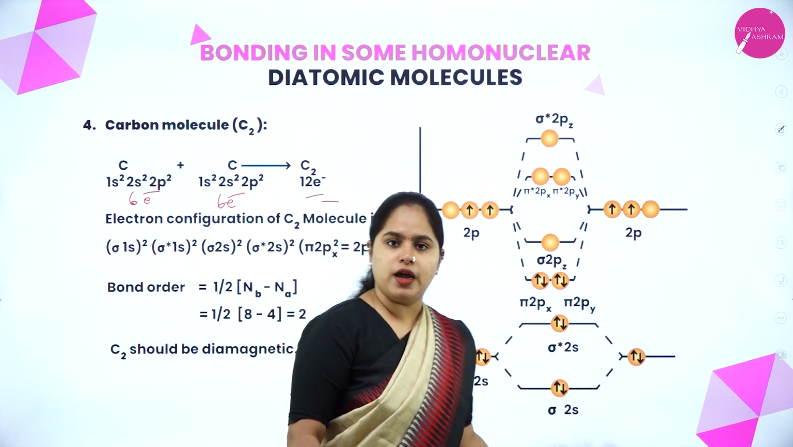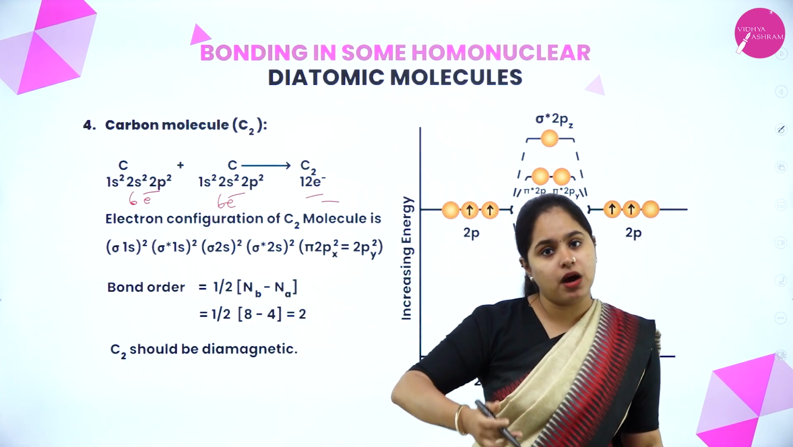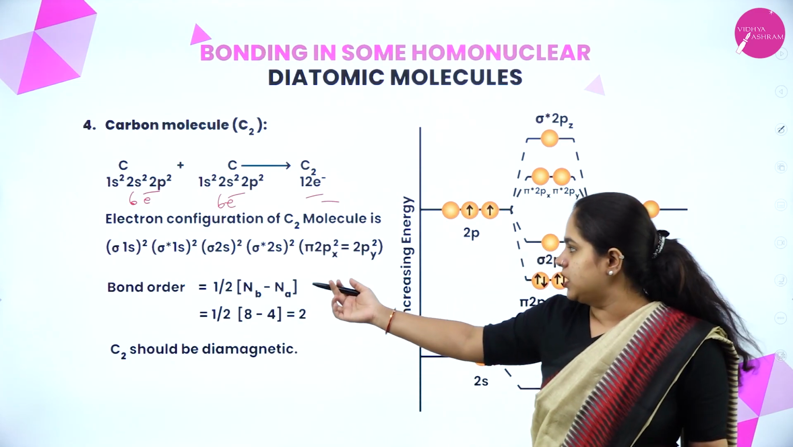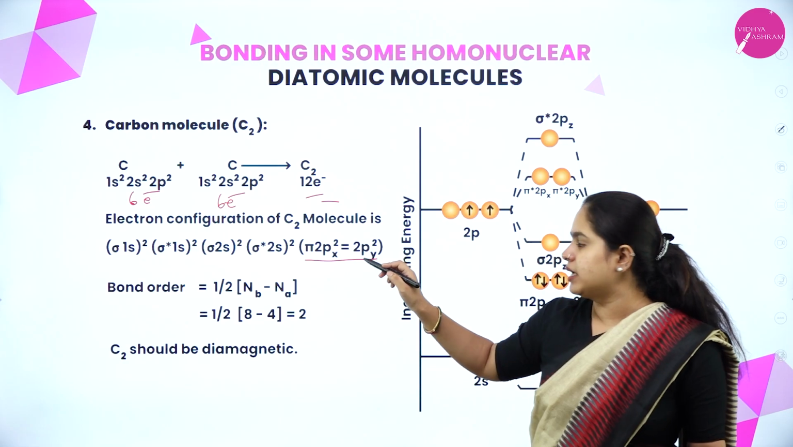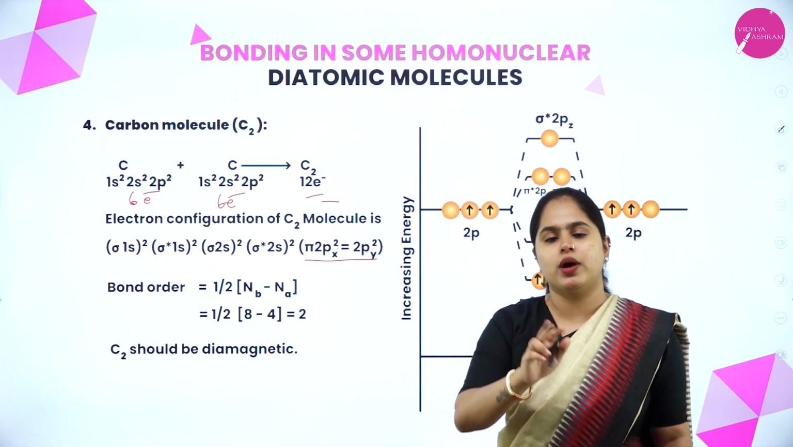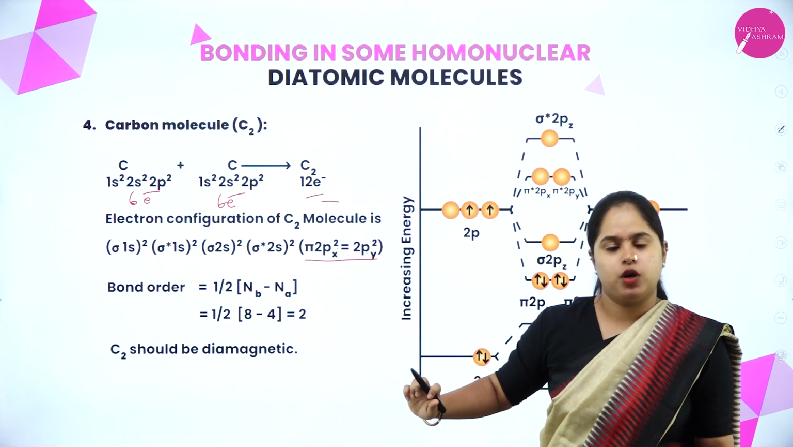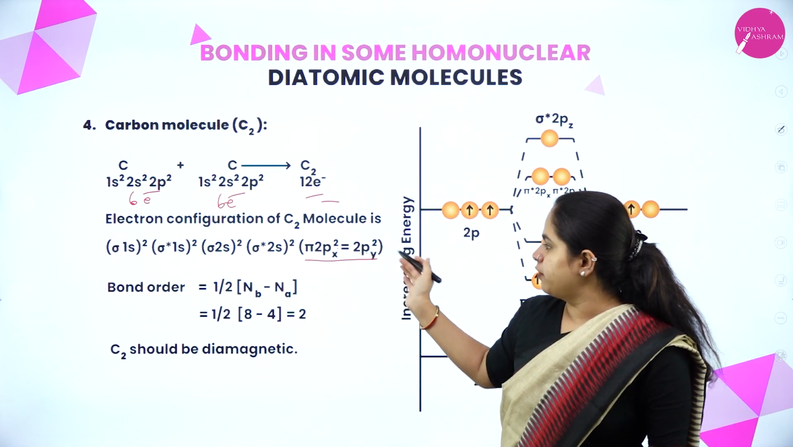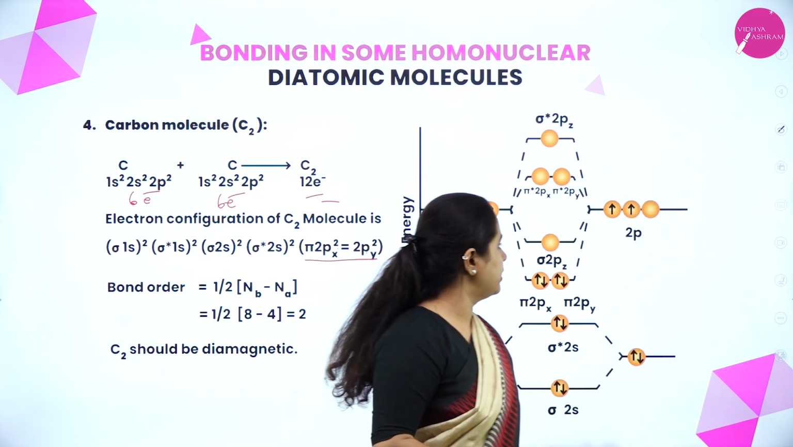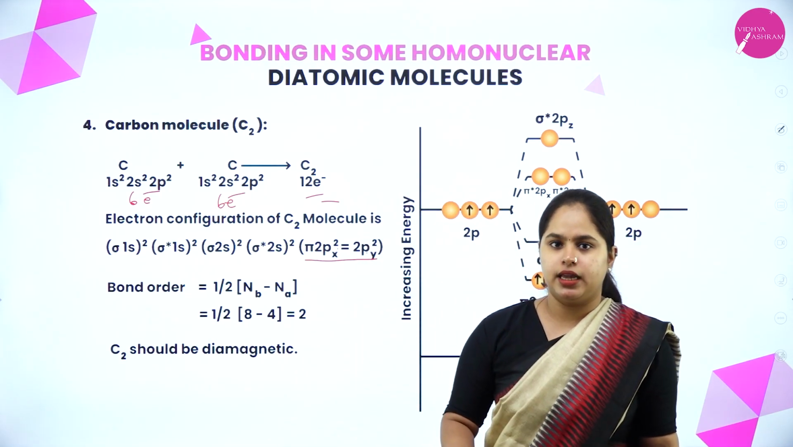So yes, I hope it is clear. So what will be the electronic configuration? It is sigma 1s2, sigma star 1s2, sigma 2s2, sigma star 2s2 and pi 2px is equal to pi 2py, in which both of the orbitals have 2 electrons present. Pi 2px2 is equal to pi 2py2. Okay, yes, so from here itself you can understand there are no unpaired electrons present. All the electrons are paired here. So of course the molecule will be diamagnetic.